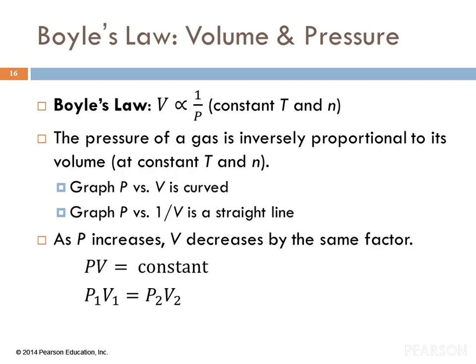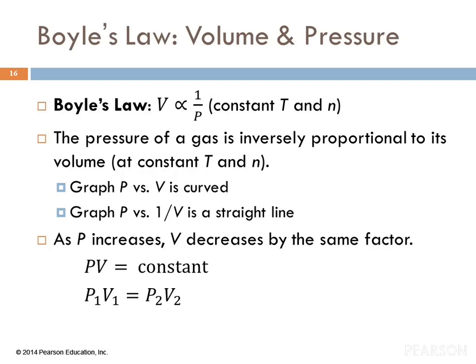So Boyle's law tells us that the volume is inversely proportional. It's proportional to 1 over the pressure. Now, in these experiments, it was important that the temperature remain the same and the number of moles of gas, the quantity of gas, remain the same. Because you can only look at so many things at once. You don't want everything changing all at once.